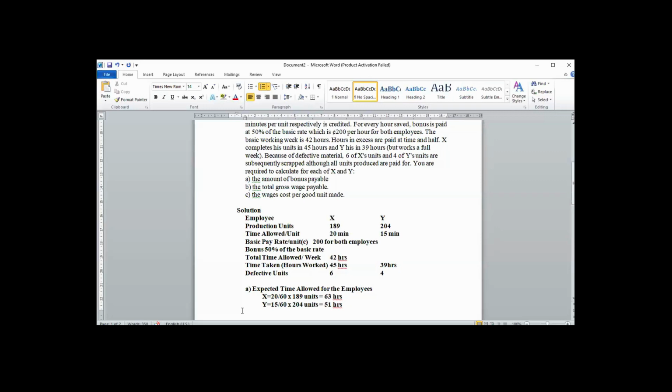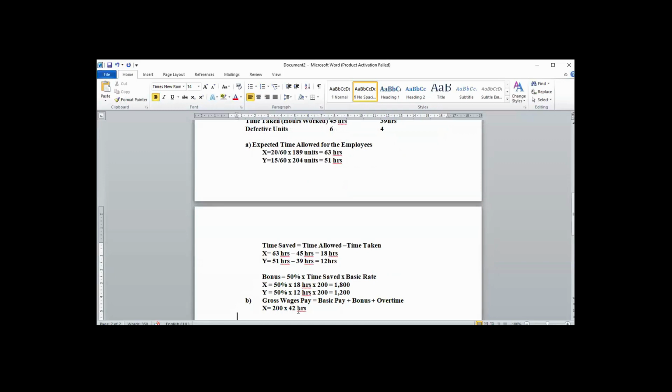Basic pay. They said the basic working week is 42 hours. And the basic rate is what? 200 cedis. They will pay based on the basic working week. Is it clear, sir? That is why we multiply this times 42. What do we have? 200 times 42 is 8,400 cedis.